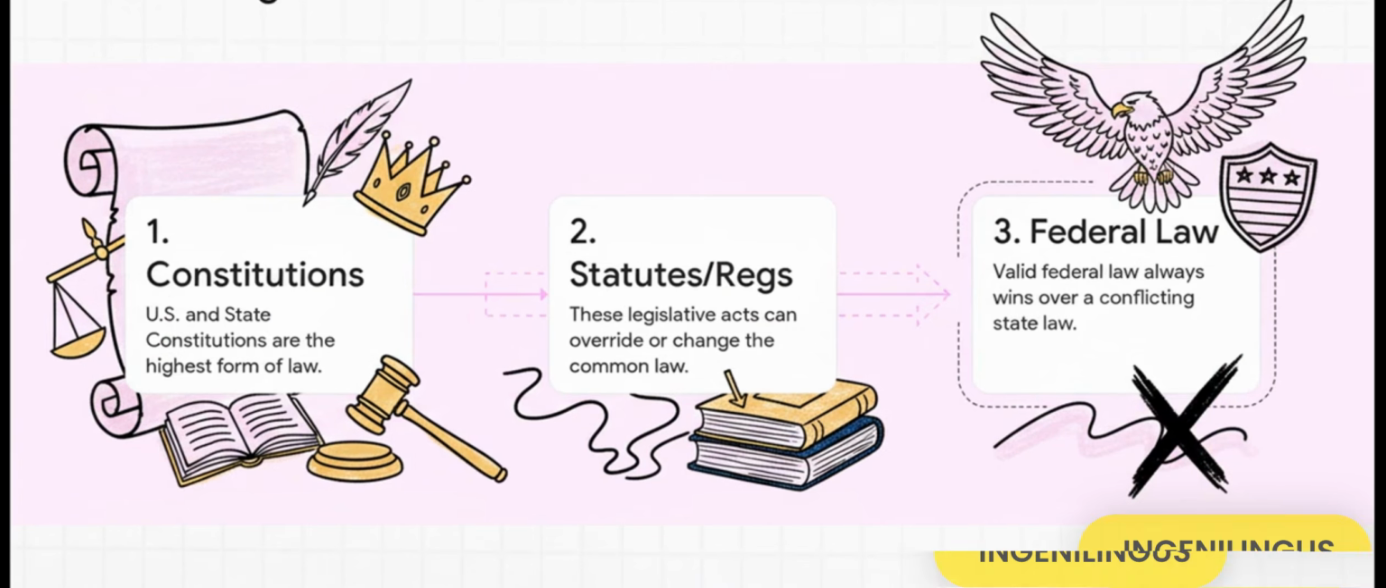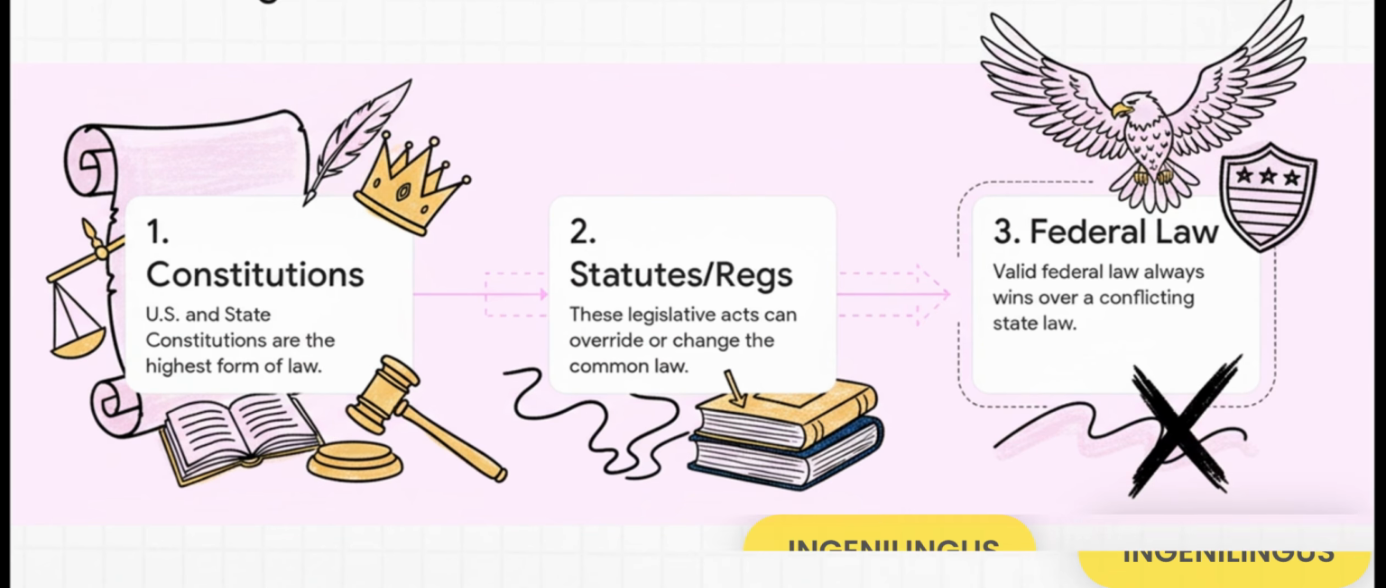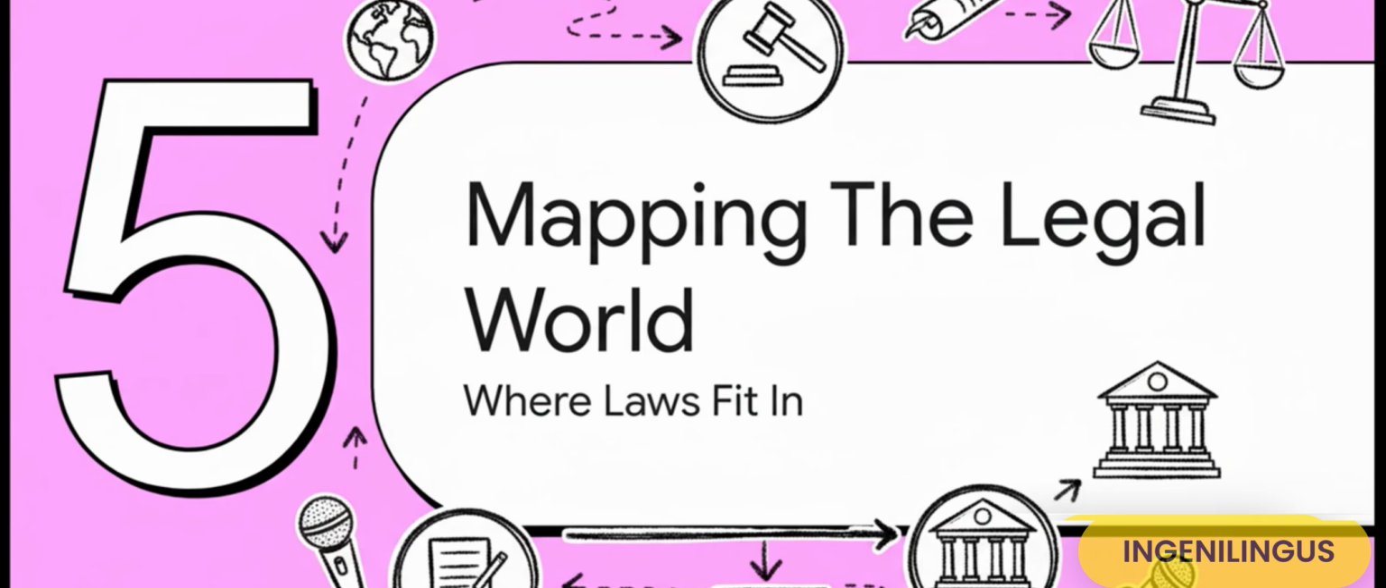So this gives us a really clear hierarchy, a pecking order. Here's how it works. Number 1, constitutions are king. No law can violate the Constitution. Number 2, a law passed by a legislature, a statute, can change or get rid of a common law rule made by a judge. And number 3, if a state law and a federal law conflict, the federal law always wins. Okay, so we have our framework, we've built the blueprint of our map.